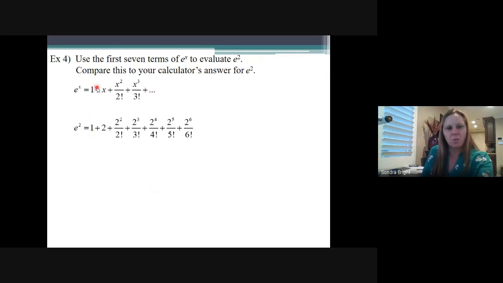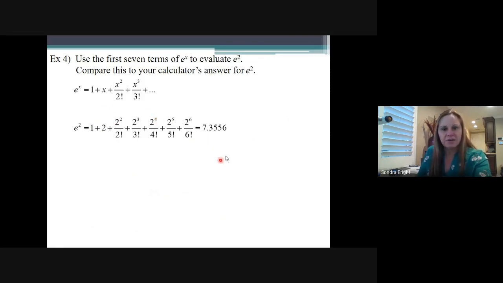So e squared will be a 1, plugging a 2 into x. You see how it's e squared, so the 2 is replacing the x. So 2 plus 2 squared over 2 factorial plus 2 cubed over 3 factorial. The next one would be 2 to the 4th over 4 factorial plus 2 to the 5th over 5 factorial plus 2 to the 6th over 6 factorial. And that's 7 terms, right? 1, 2, 3, 4, 5, 6, 7.